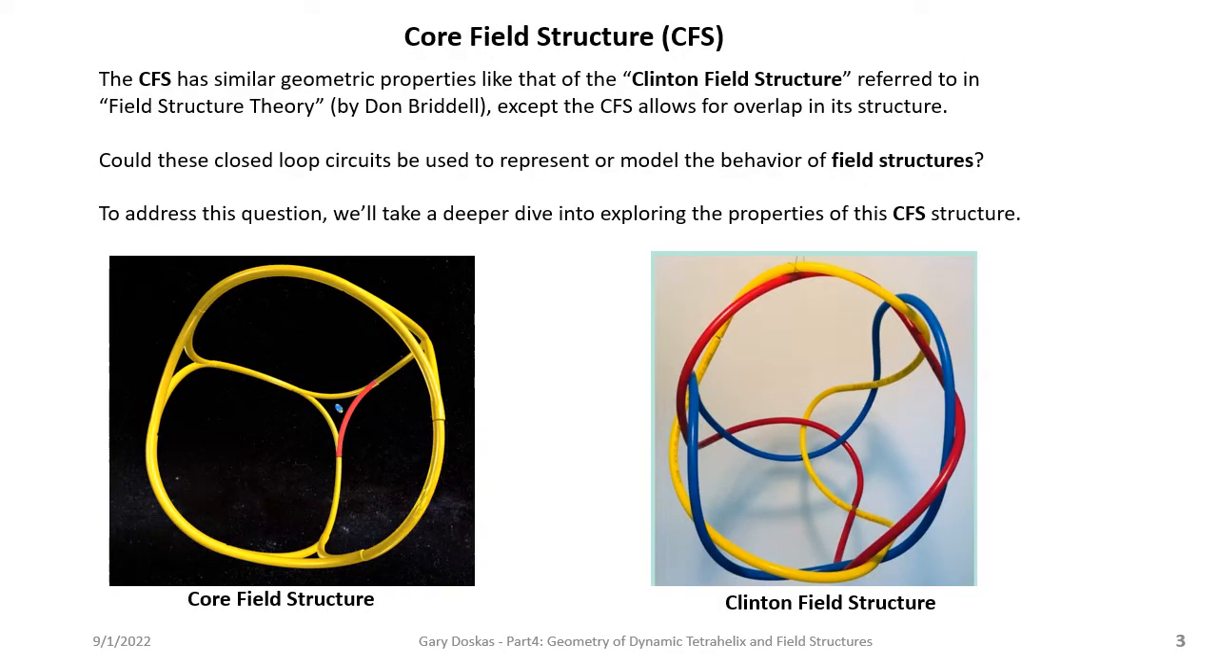Core field structure, CFS. The CFS has similar geometric properties to that of the Clinton field structure referred to in field structure theory by Don Bridell, except the CFS allows for overlapping elements in its structure. Could these closed-loop circuits be used to represent or model the behavior of field structures? To address this question, we'll take a deeper dive into exploring the properties of the CFS structure.